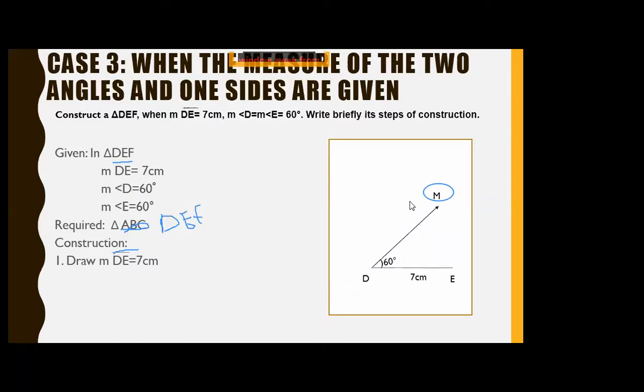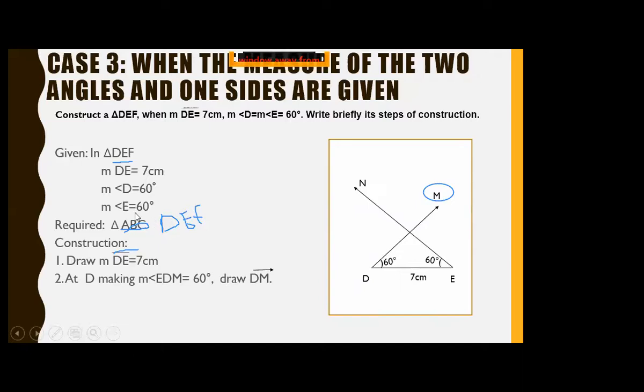Now, in the step of construction, at D, making an angle, measurement angle MDE is equals to 60 degree, draw DM. Like this, draw DM, and here you can see that there is a ray. DM is a ray. What is meant by ray? Ray has one end point. It extends only in one direction.